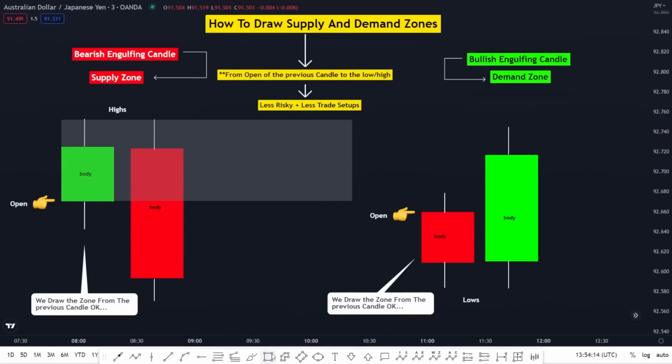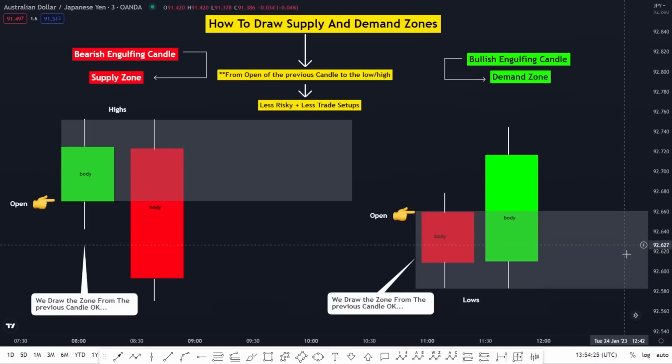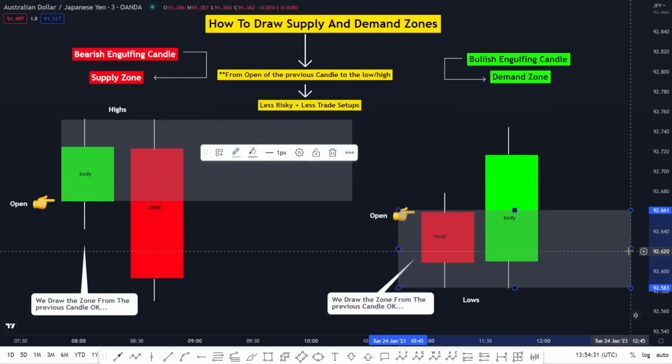Then on the demand zone we will start from the open of the previous bearish candlestick and then go to the low. After doing so you are now able to draw all sorts of supply and demand zones, but we are not even done yet. We still have a lot to cover in detail going forward.